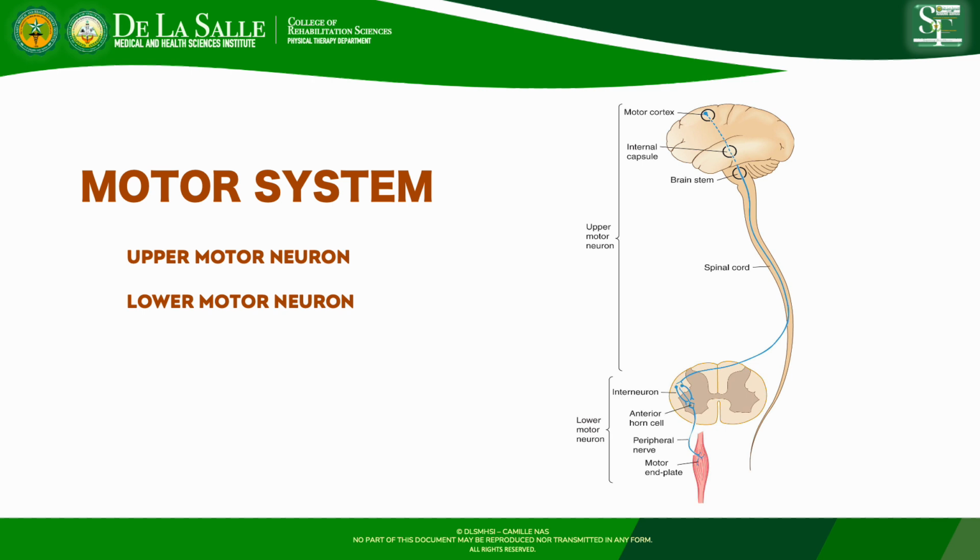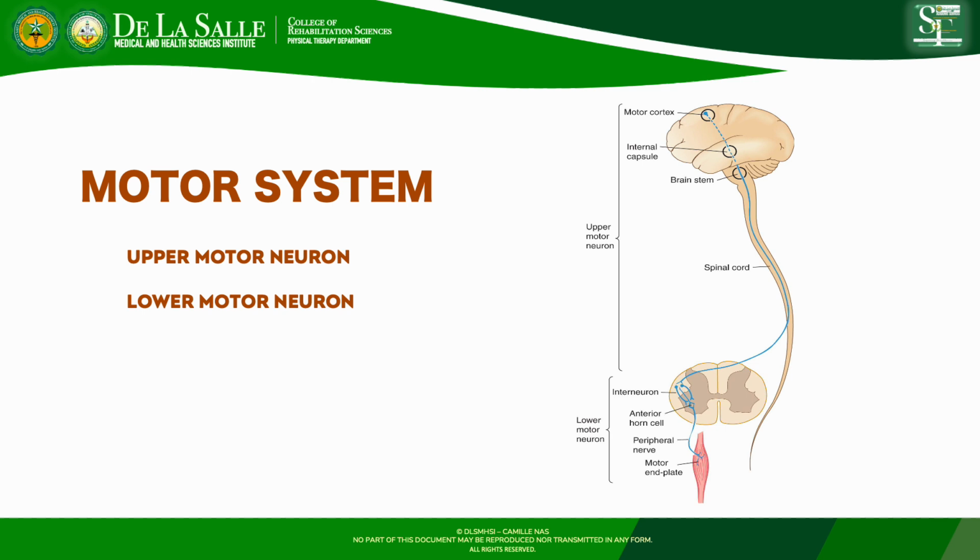lower motor neuron system. Okay, so if there's a lesion in the brain, would you consider it under upper motor neuron lesion or lower motor neuron lesion? The answer is upper motor neuron lesion, because the brain still contains the upper motor neuron pathway.